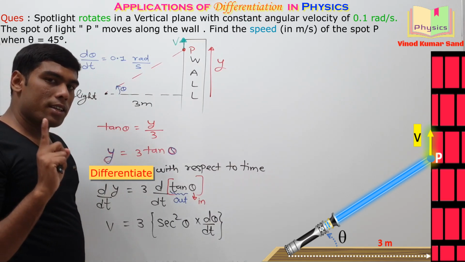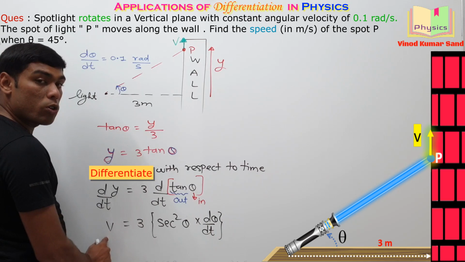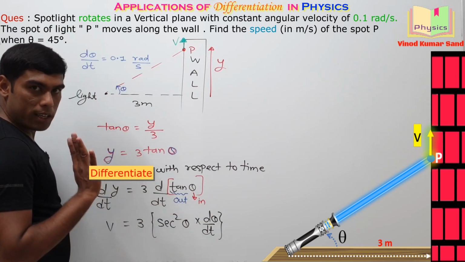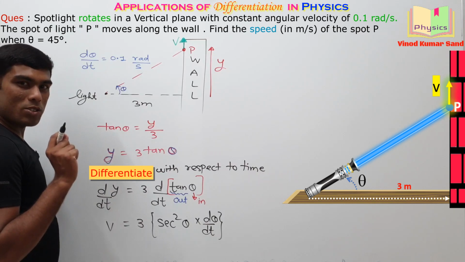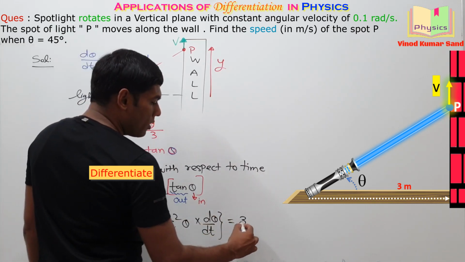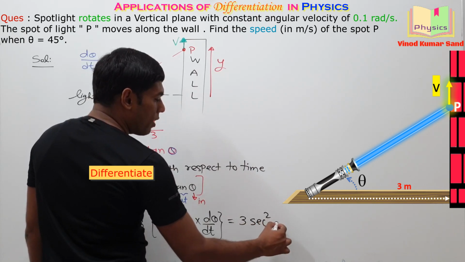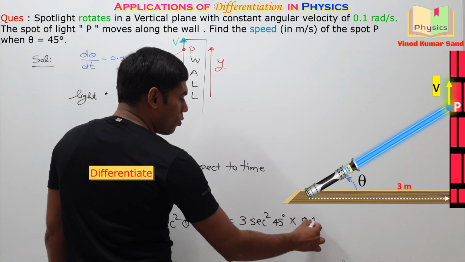You should make it a habit: all the numerical values you should only put at the end of the calculation. Getting it? Then there will be very few chances of errors. So I am going to put the numerical values: 3 secant square 45 degree into 0.1.